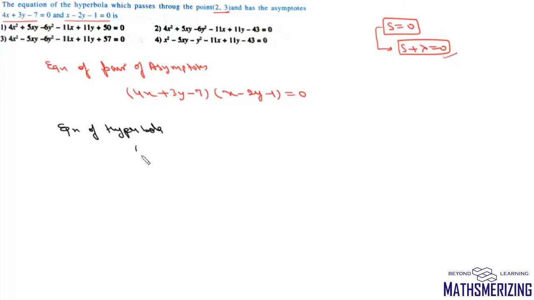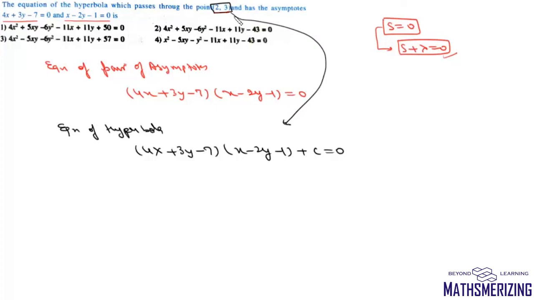So we can simply write the equation of the hyperbola as this equation of the pair of asymptotes, which is 4x plus 3y minus 7 into x minus 2y minus 1, and then plus c equals 0. So we have just added a constant to it. Now it is given that this hyperbola passes through this point, which is 2, 3. So all we need to do is put the value of x and y in the equation, and then we can get the value of c, and we'll simplify and get our answer.